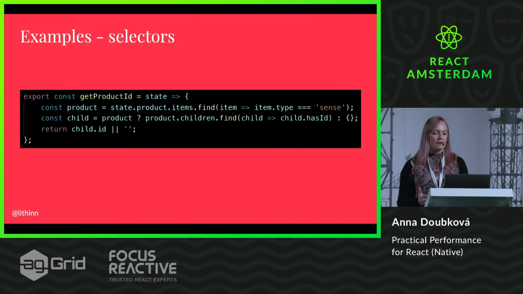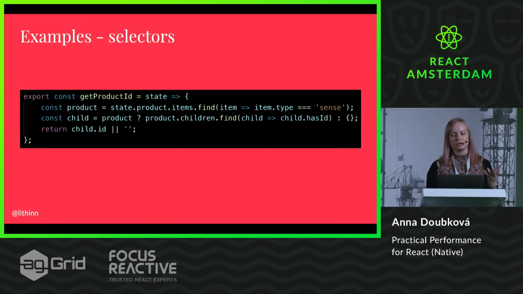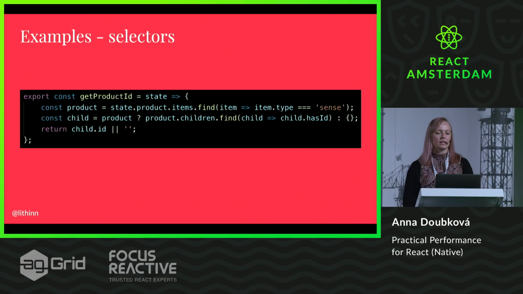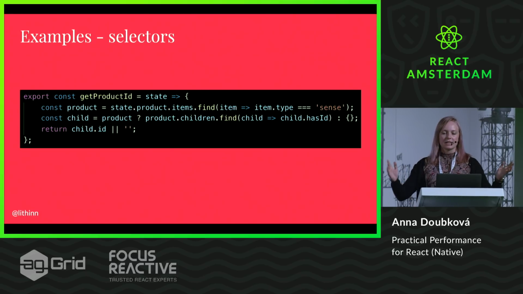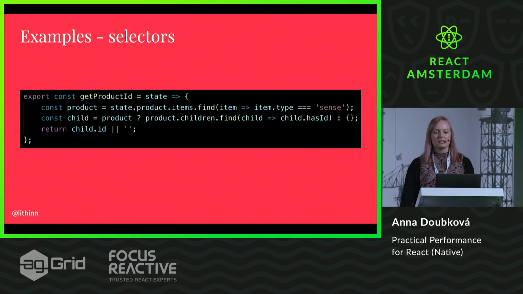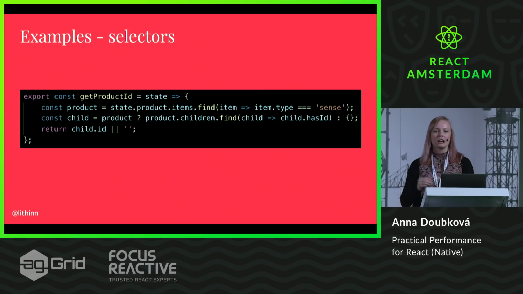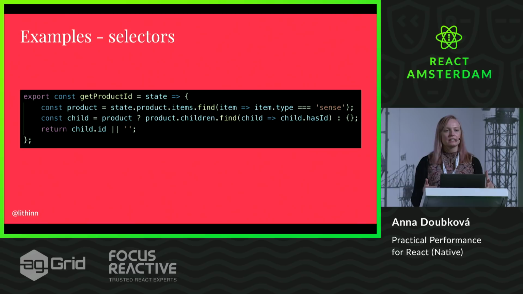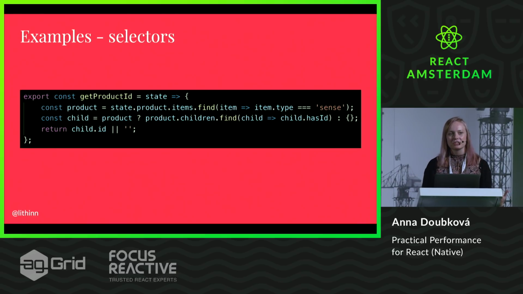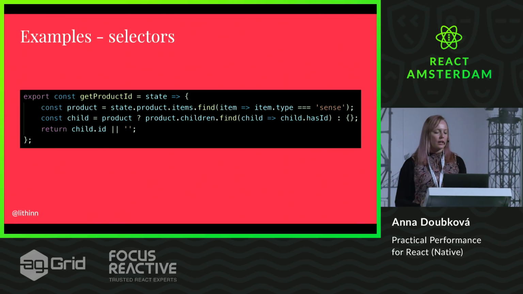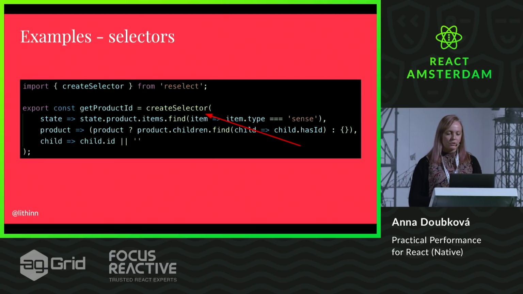As I said, there are two potential issues with selectors. One is that it could take a lot of time. In this example, we've got an array of items, and every item has an array of children, and we are looking for an ID somewhere in there. And obviously, if you have a lot of these and you run it every single time something changes in your store, it could take a while. So ideally, we want to memoize.